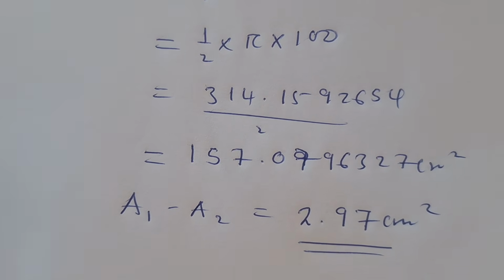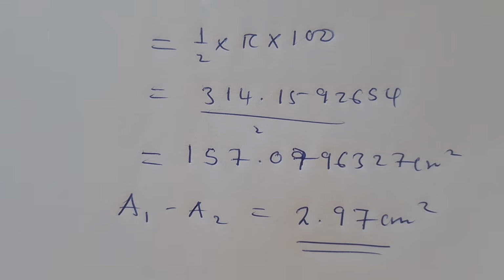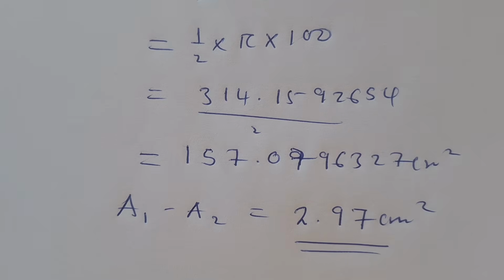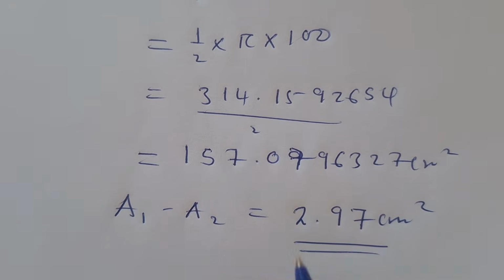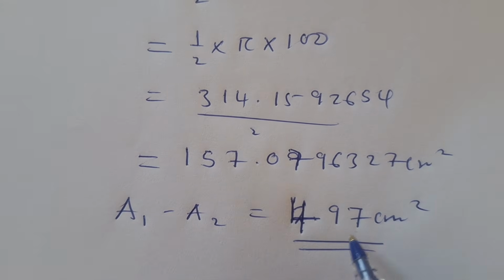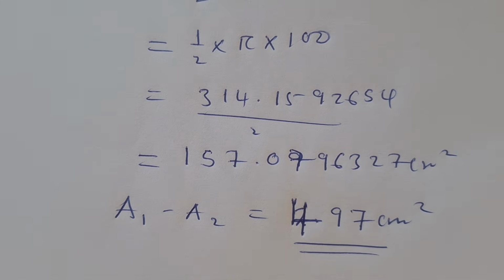Let me just confirm. 162.048 minus 157.0796327. Actually, it's giving us a 4. So this is 4, not 2. 4.97. Okay? I hope this is what you are also getting.